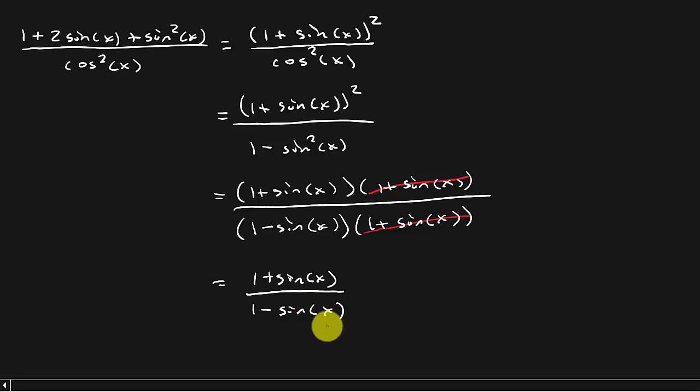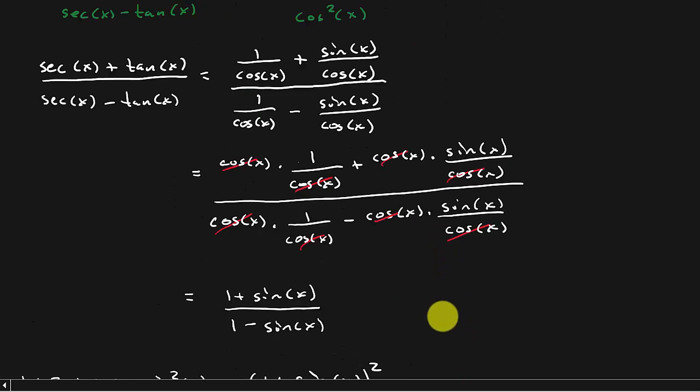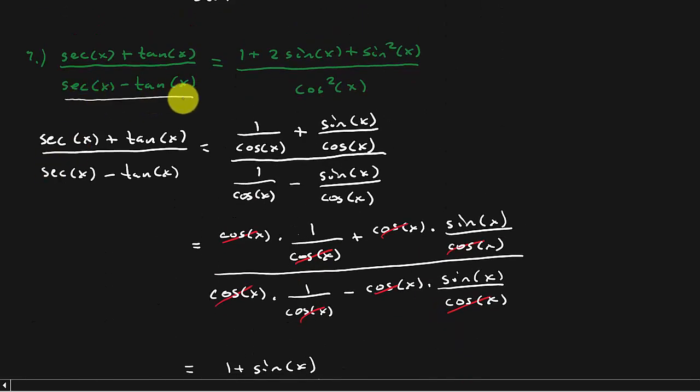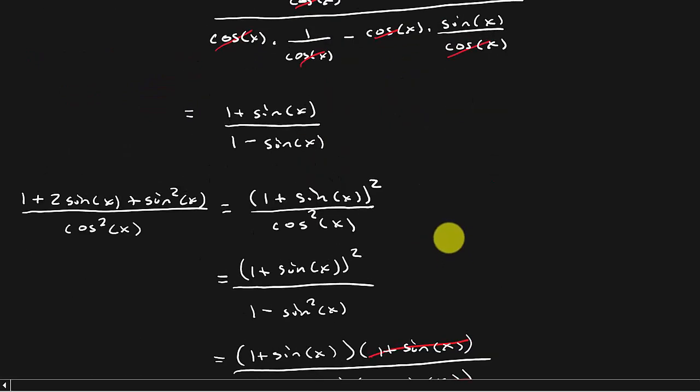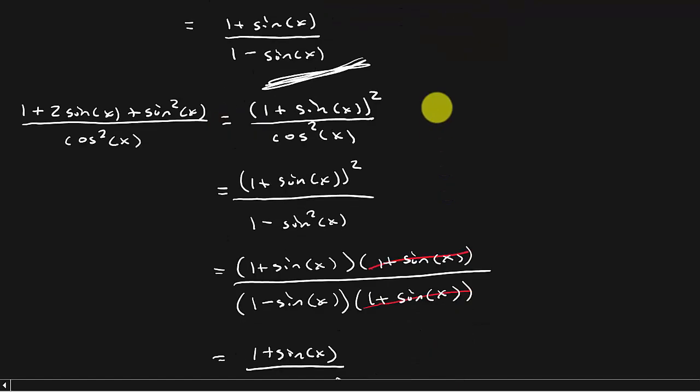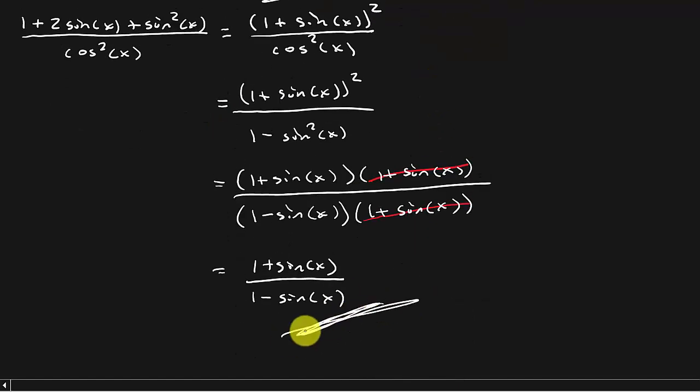And wow, look at that. We have actually verified this identity. You might be wondering, how did you verify it? That's not the left-hand side. But what did we do? We showed that we could take this side and this side, and you see this: 1 plus sine over 1 minus sine, 1 plus sine over 1 minus sine. So that's another technique that you can use.